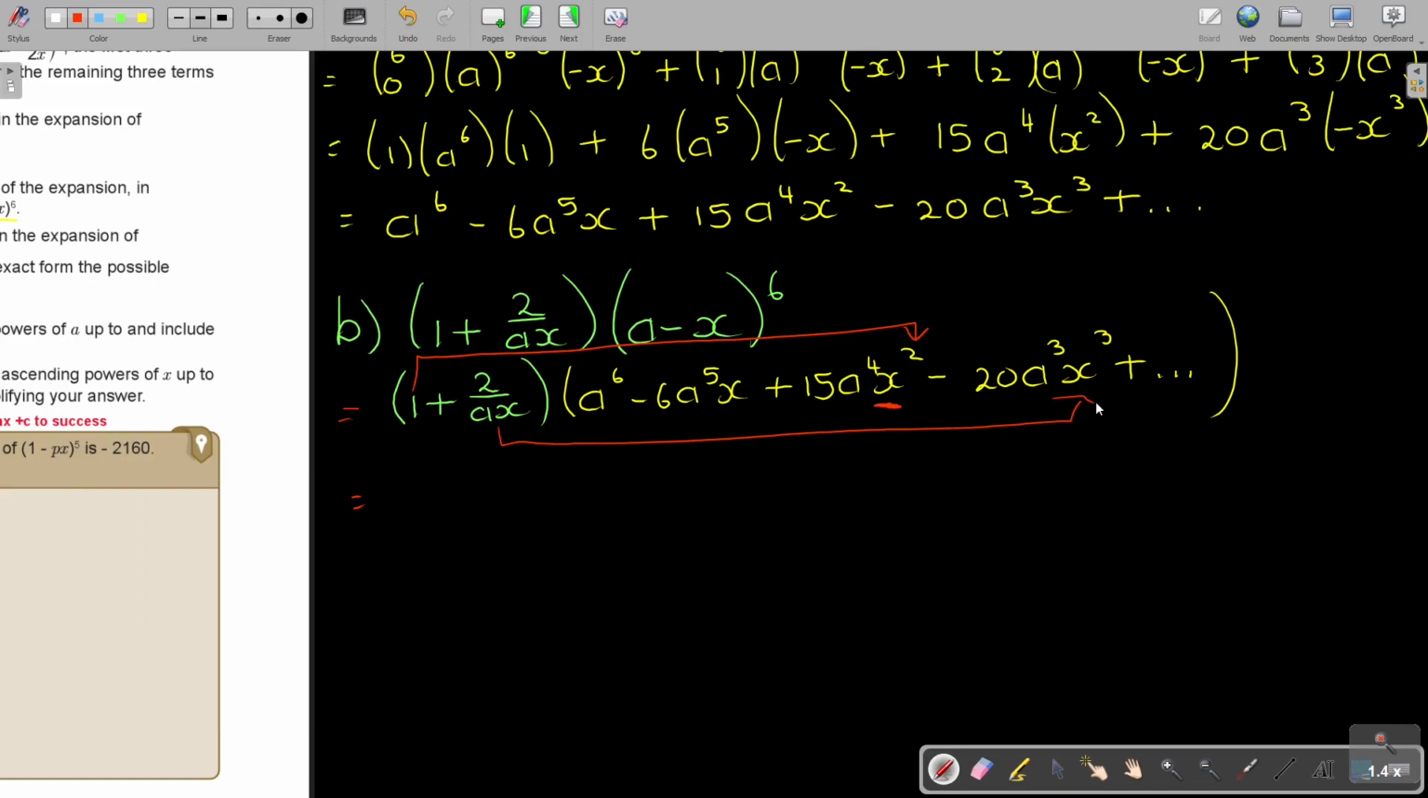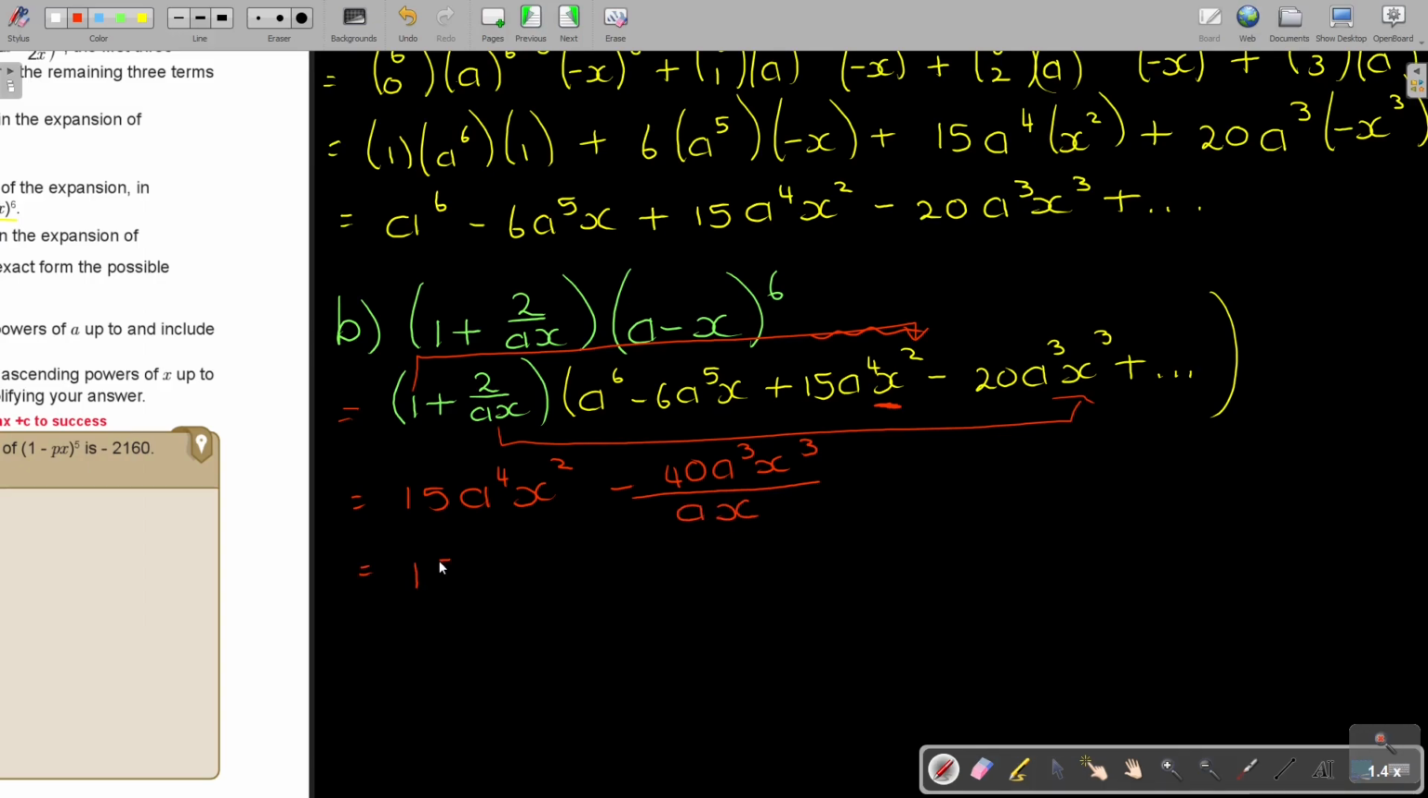So what will I get? I will get 15, I'm busy with this one, 15a^4x squared. And if I multiply this one, I will get negative, I'm just going to write it first like this, that you can see it. So negative 40a^3x^3, I'm just writing it out so that you can see the cancelling out.